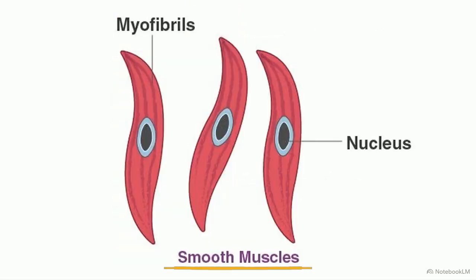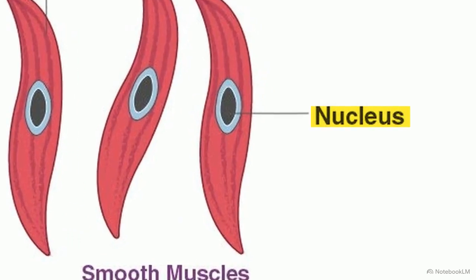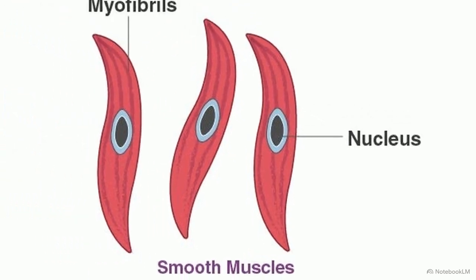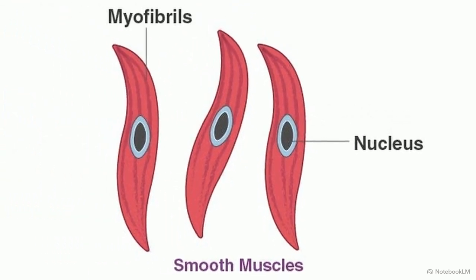This next image shows smooth muscles. They look completely different, featuring a tapered spindle shape with a single nucleus in each cell. Unlike skeletal muscles, smooth muscles are involuntary. They operate without conscious input, quietly performing internal tasks like digesting food inside your stomach.